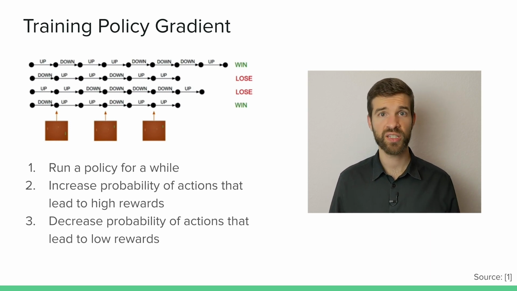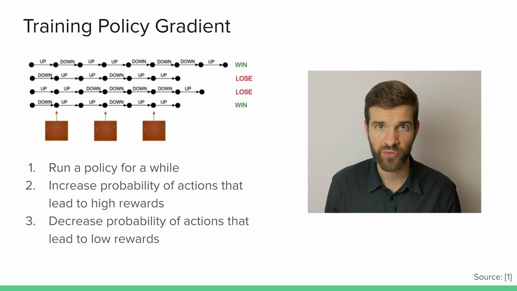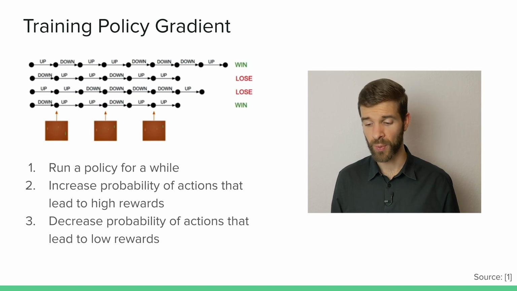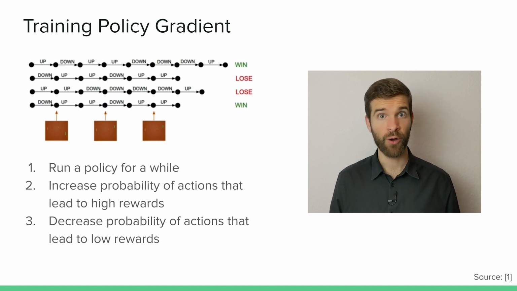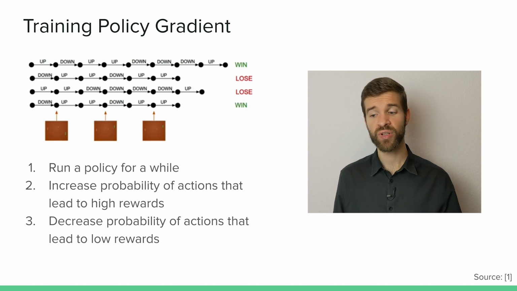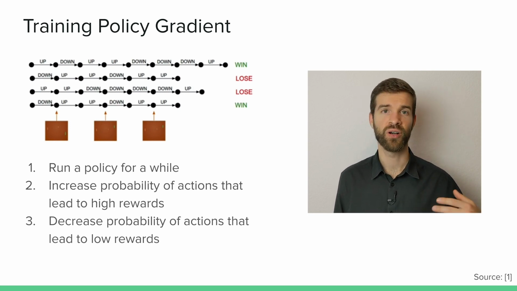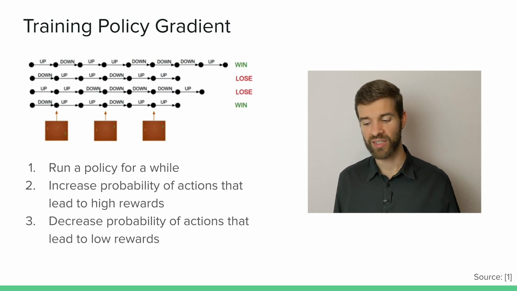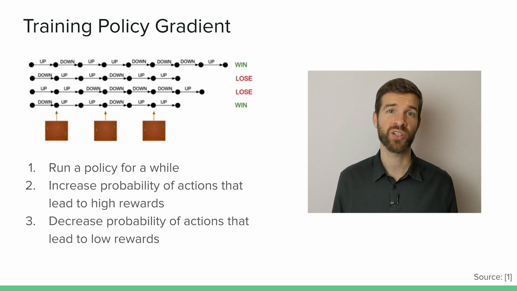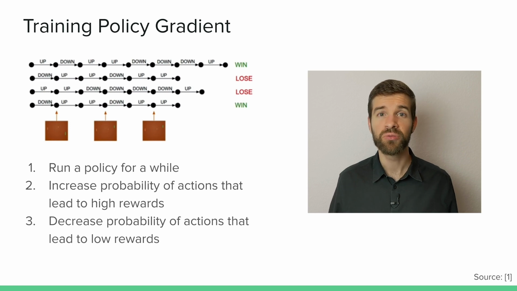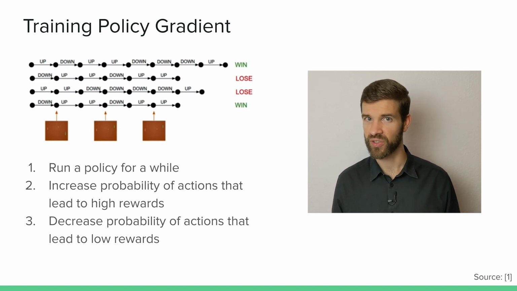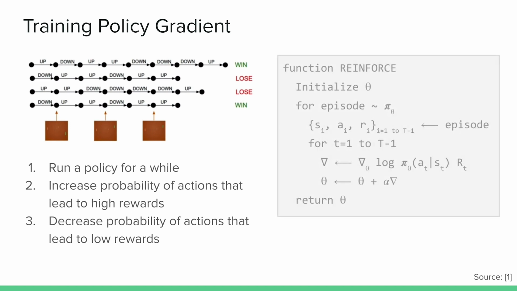So we run the policy, whatever we've initially come up with, for a while, and then our learning process would try to increase the probability of all those actions that led to a higher reward and decrease the probability of all those actions that gave us a low reward. Sounds quite obvious, I think. So how does this look in code or in pseudocode?